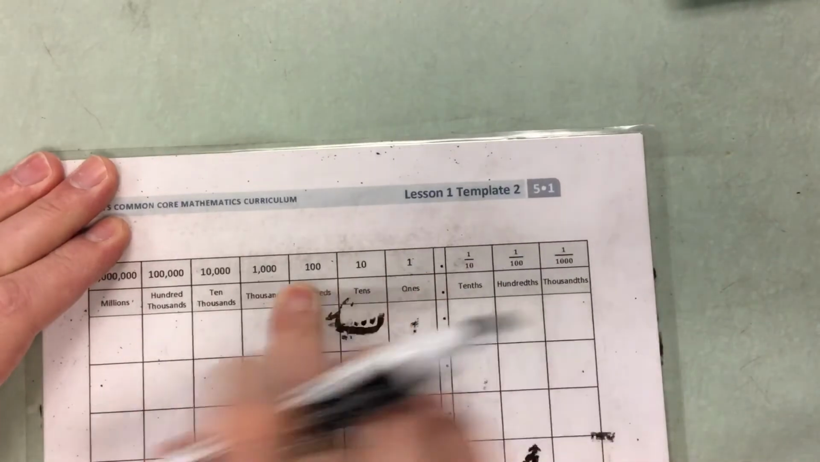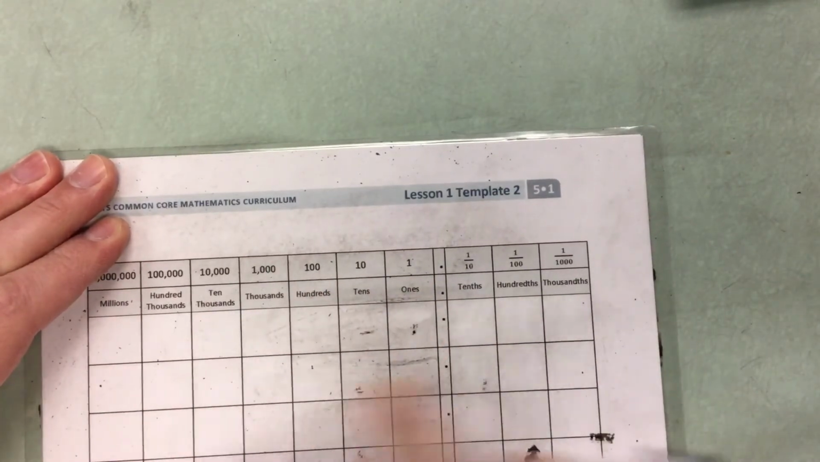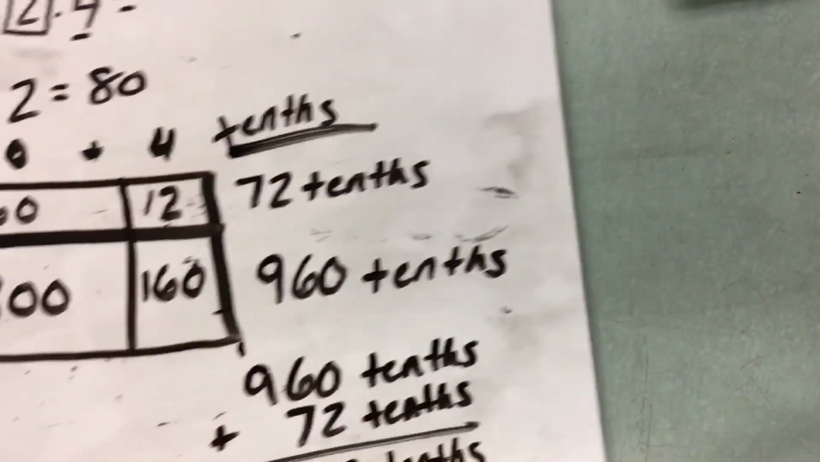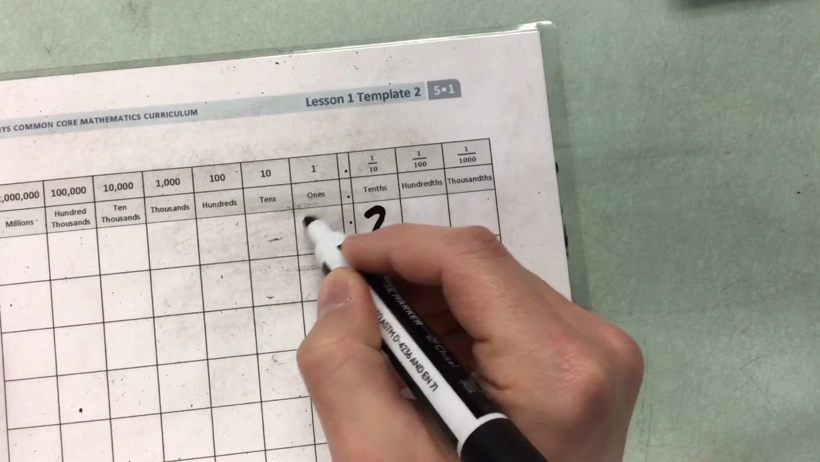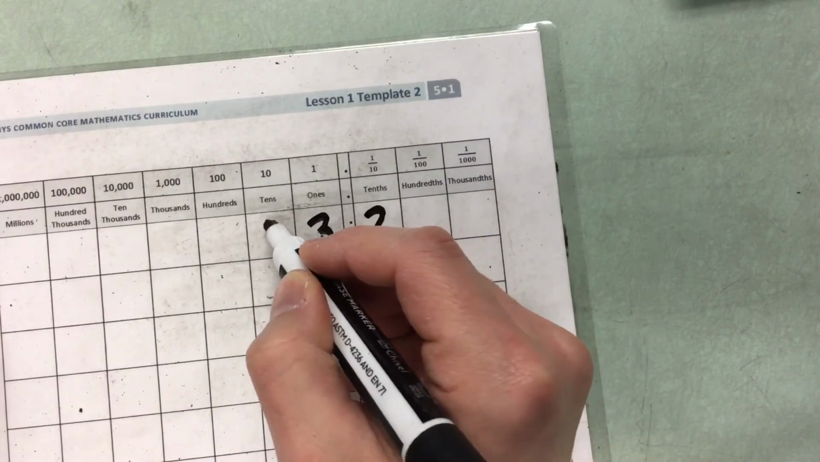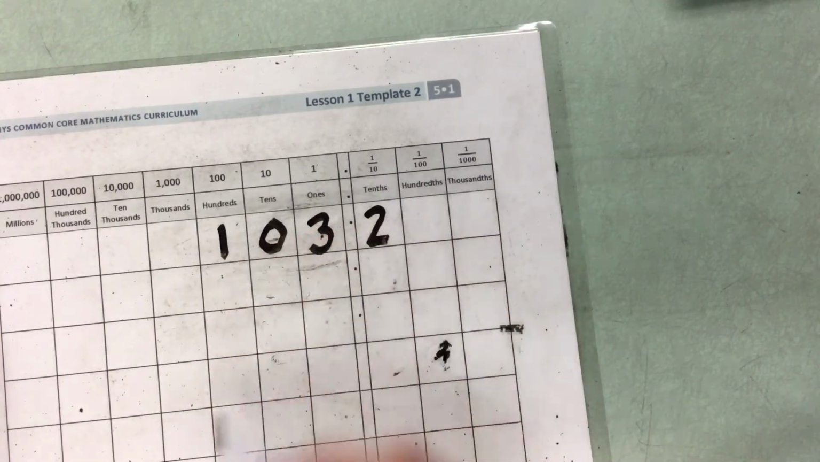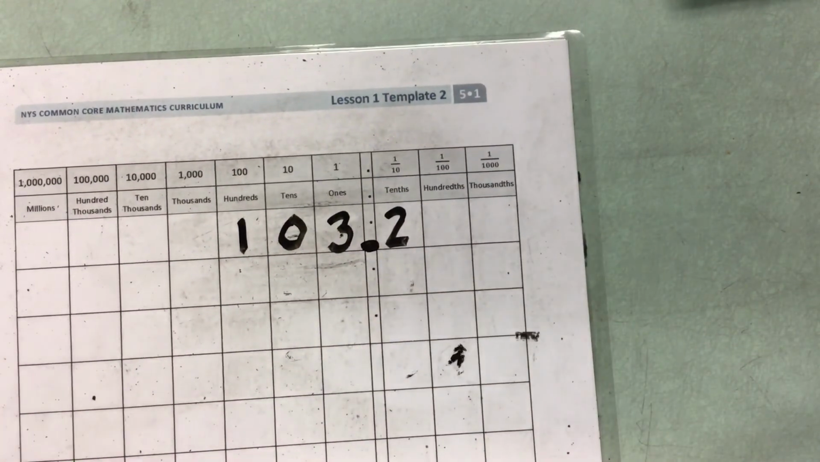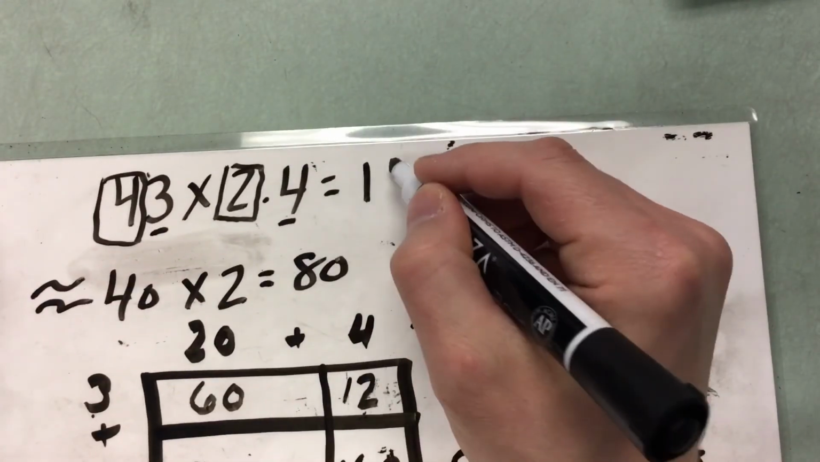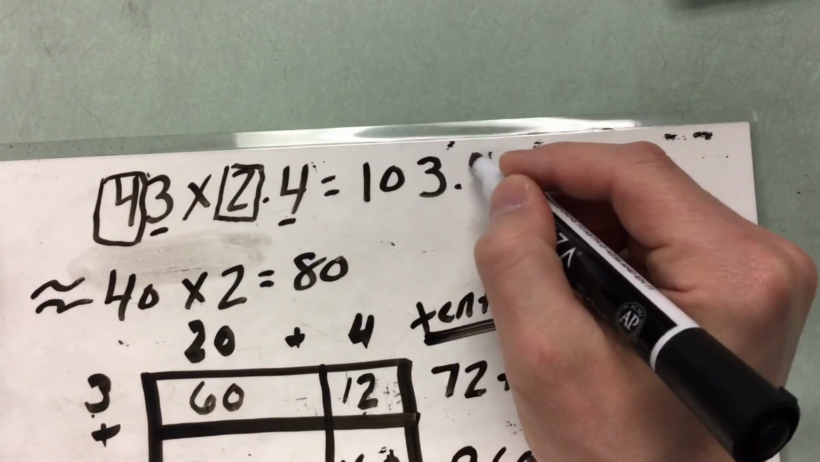Well, if you want to use your place value chart, what you would need to do is put the last digit in the tenths spot. So 1,032, that 2 would be in the tenths. Our 3 would go in the ones. We'd have 0 tens and 1 hundred. So our number in standard form would be 103 and 2 tenths. So our answer is 103 and 2 tenths.